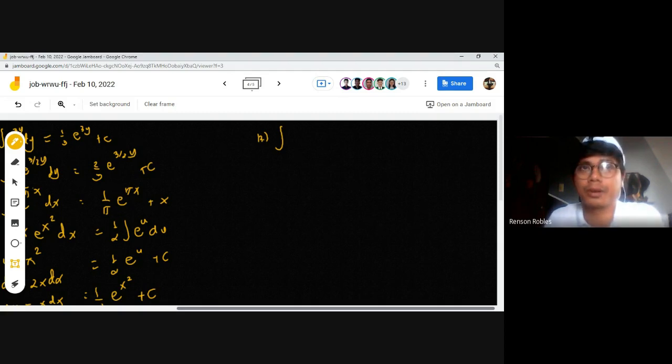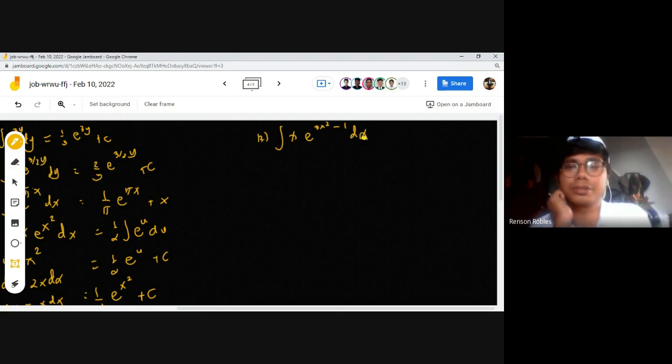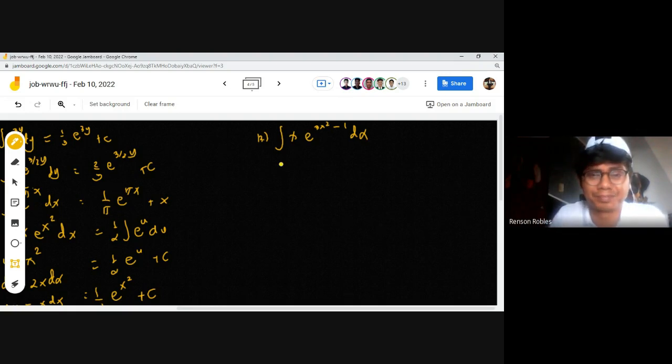And this time, our u is no longer, sige, one more. Okay. So there's already the 3x squared minus 1, the power of e. What do you think is the answer?